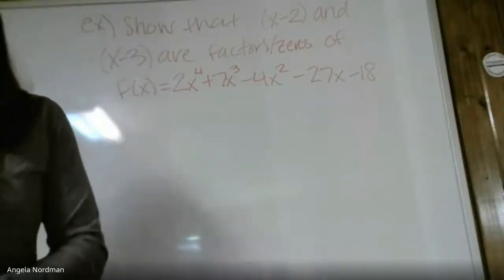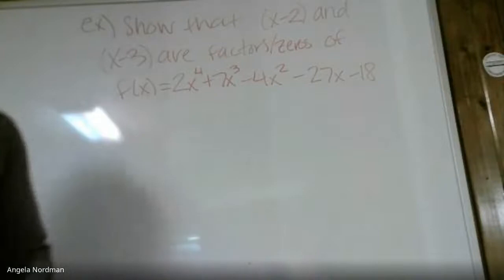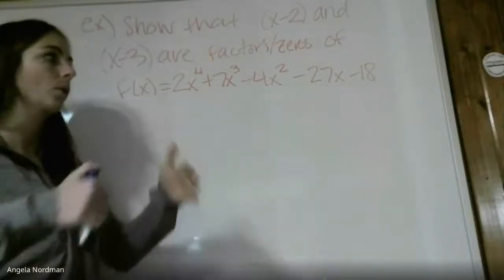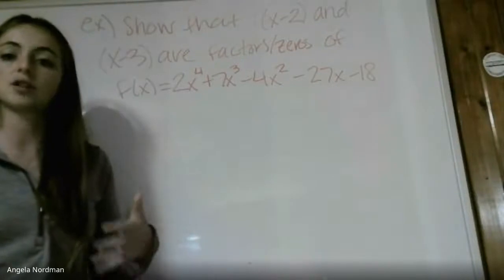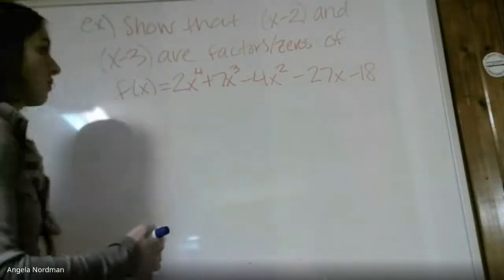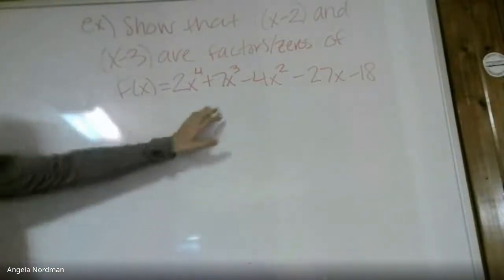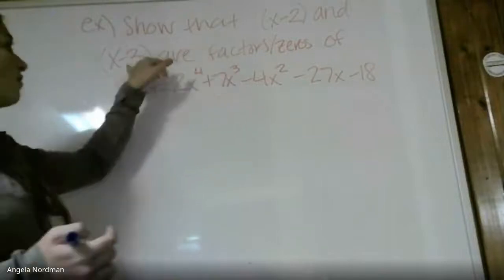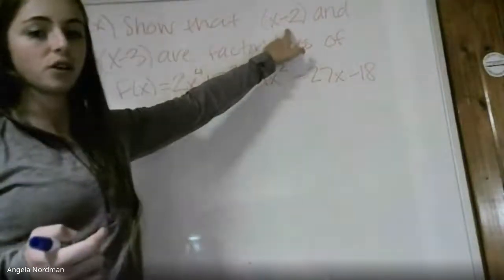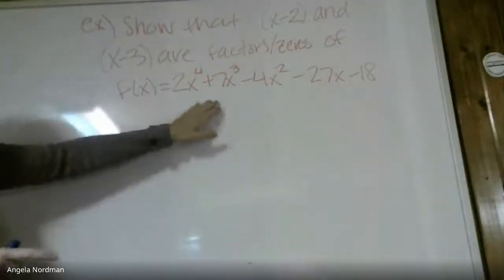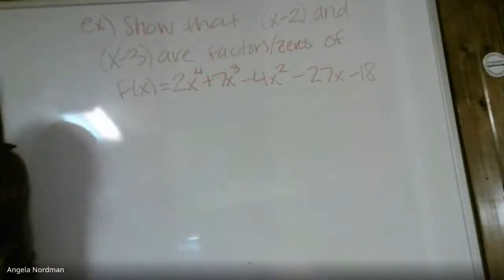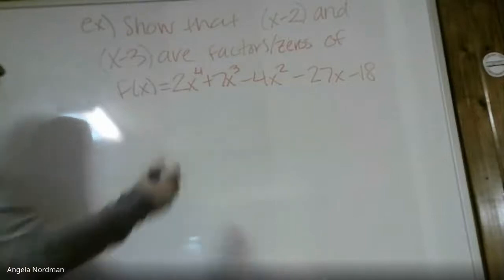So instead of trying to factor this, we can use what we just learned. I can use that synthetic division to try to determine if these two things are factors. So the factor theorem basically states, if this factor or if this factor is truly a 0 or a factor of this function, my remainder will be 0.